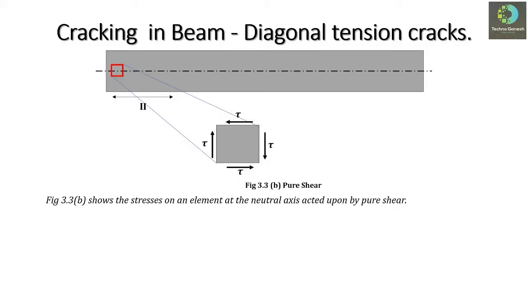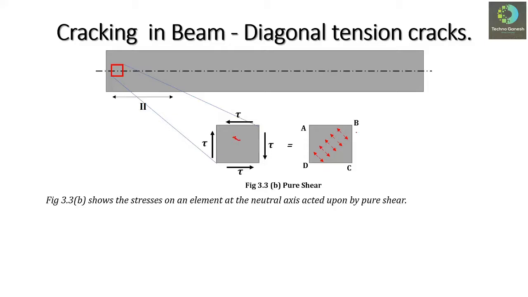So as only shear stresses are going to act on this element, these shear stresses will result in the formation of tensile stress. And as these shear stresses are going to act in this direction, this will give rise to the tensile stresses in this direction.